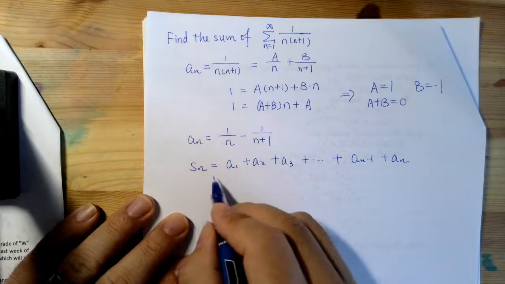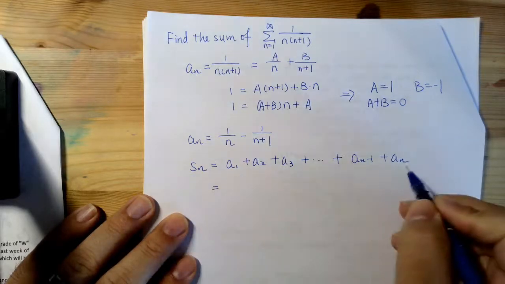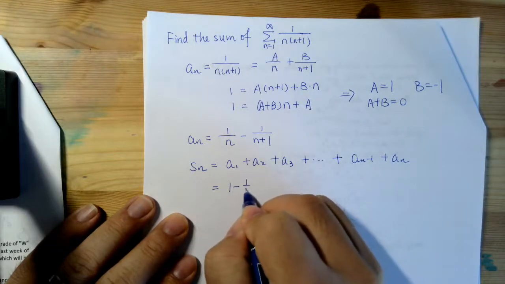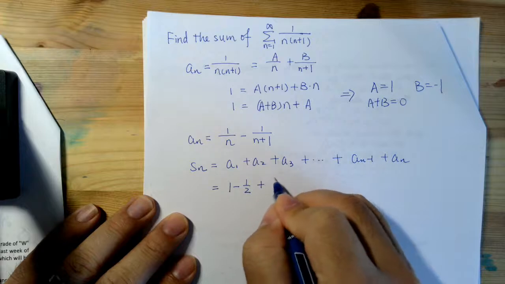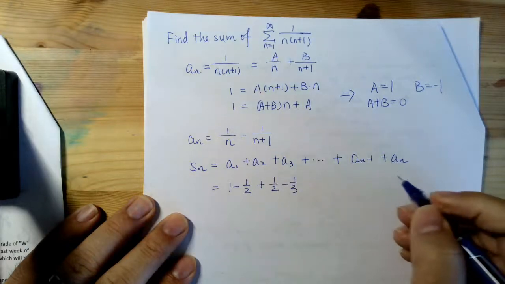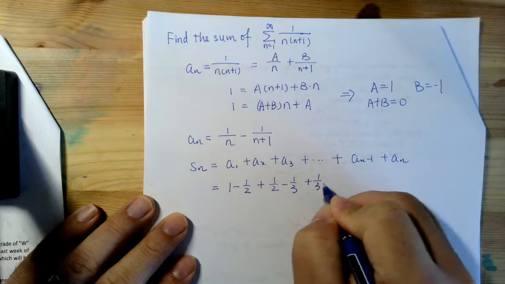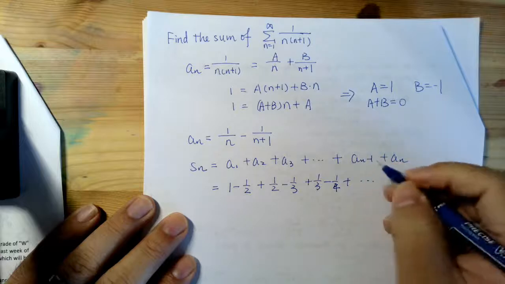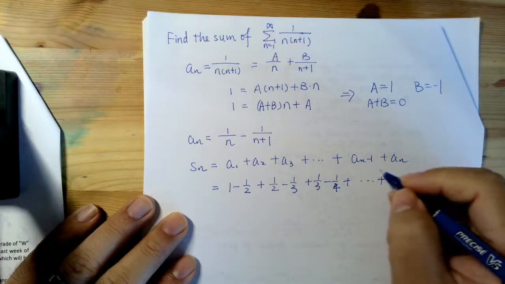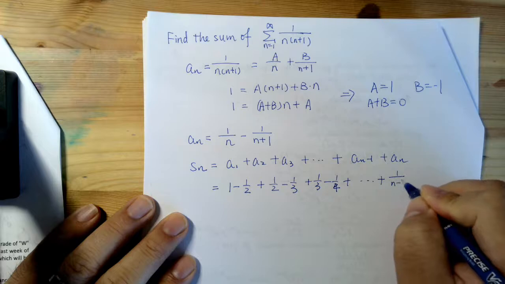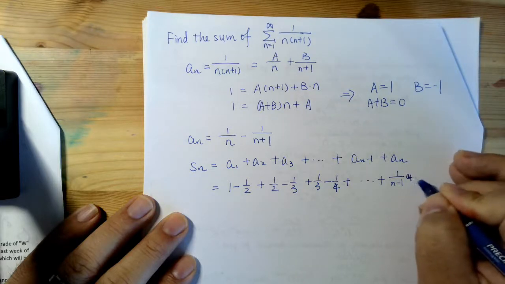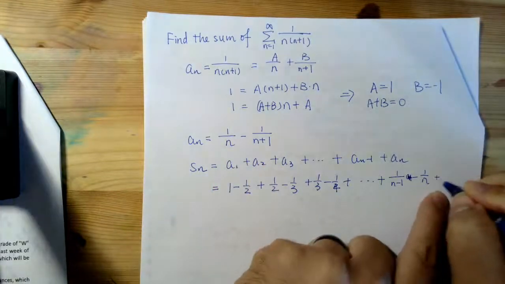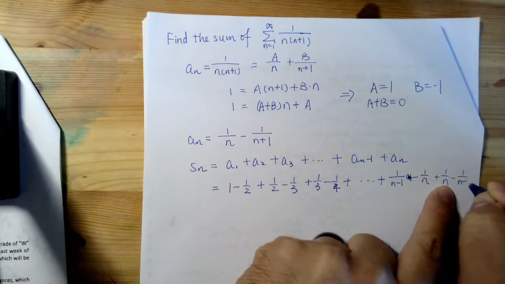If we substitute a1 up to an with the expression, I'm going to have 1 minus 1 over 2, that's our a1, plus 1 over 2 minus 1 over 3, that is our a2, plus 1 over 3 minus 1 over 4, that's my a3. And then for the an minus 1, that's going to be 1 over n minus 1 minus 1 over n, and an, which is 1 over n minus 1 over n plus 1.